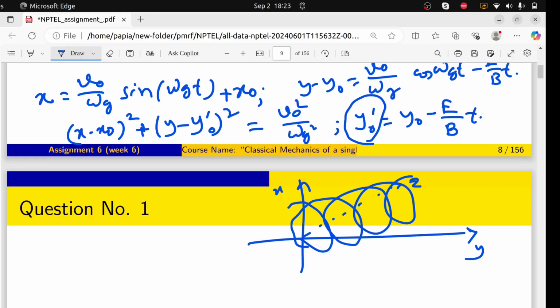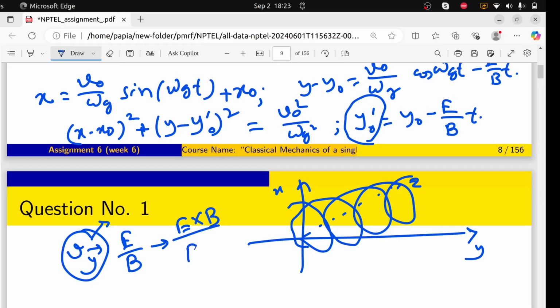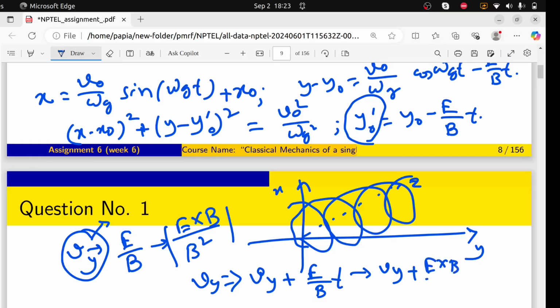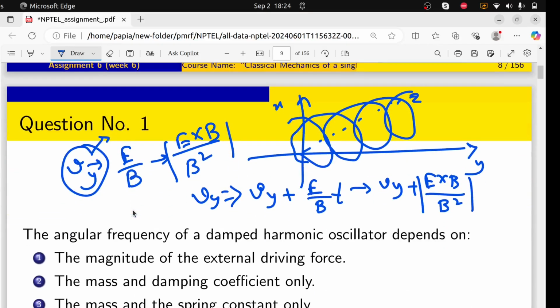And why is it called the drift? Because our velocity is nothing but E by B, which is like vy. One of the components of vy is E by B. So I can write it E cross B by B square mod. So vy is vy plus E by B into t, so I can write it vy plus E cross B by B square. So that's why it is known as E cross B drift. So it is a drifting velocity which can drift the particle.